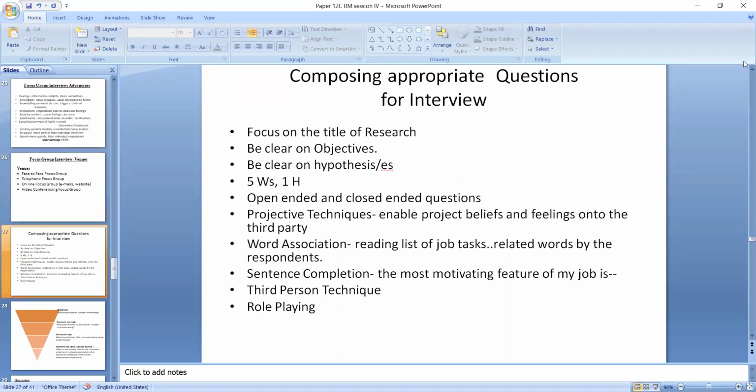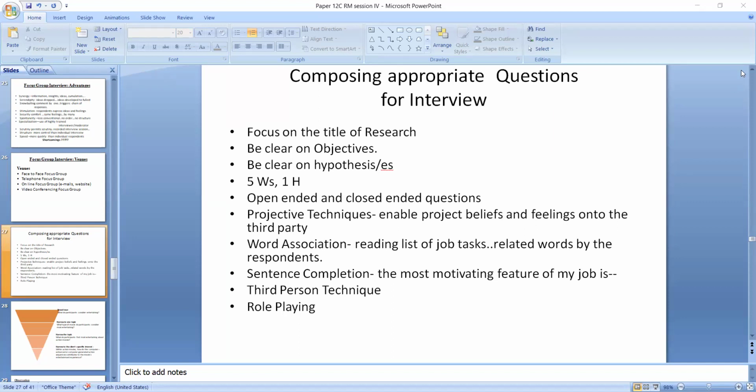So, composing appropriate questions: focus on the title. First, write the objectives, and write a hypothesis if necessary, otherwise forget about it. If it is academic research or project-related research, then you need to write the hypothesis, otherwise you may not, but focus on that. Think of 5W1H questions: when, what, how, but majorly how.